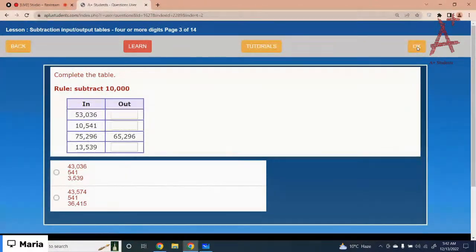Okay, complete the table. You have to subtract 10,000. So which of the option is the correct one? Option 1 or option 2?